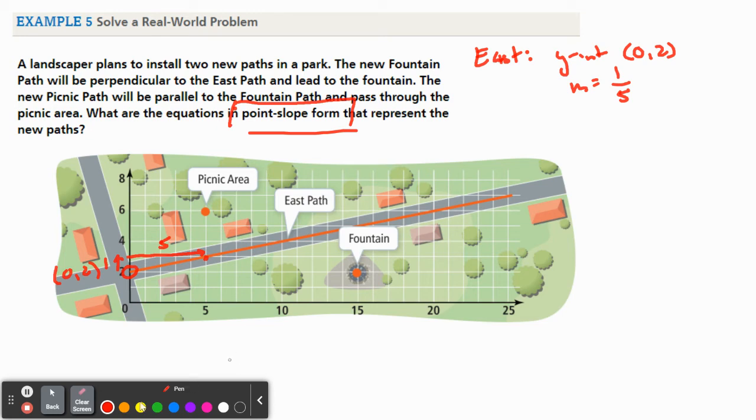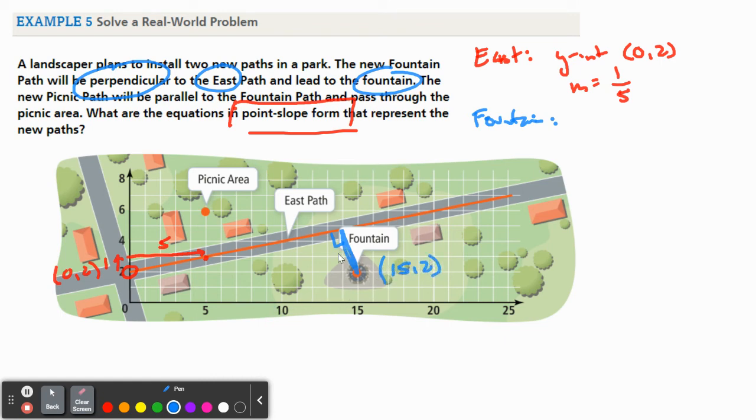Okay, so now let's turn to blue and let's go with our fountain. So we want to find the equation of the fountain path. For the fountain, it's going to be perpendicular to the east path and lead to the fountain, like this. It's going to look something like this. There's my fountain path, right? Perpendicular through the fountain. Well, I need to know the coordinates of the fountain. The fountain here is at 15, 2.